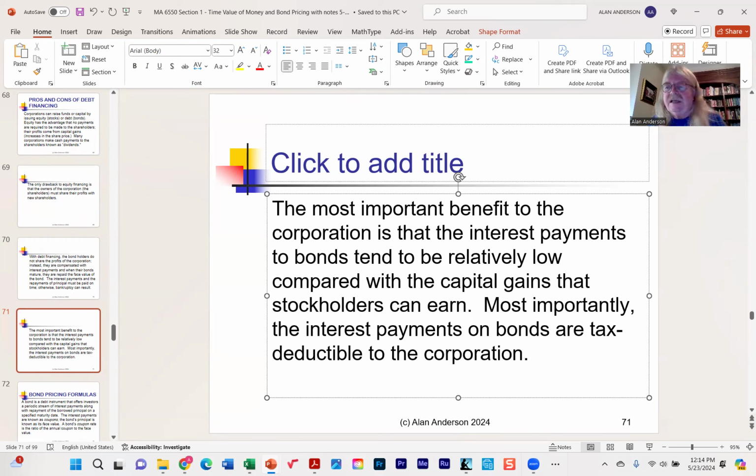Not dividends, not capital gains, but these are. In other words, the interest that we're paying is reduced by whatever the tax bracket is that we're in. So a lot of corporate planning, a very large percentage of it comes down to the minimization of taxes.